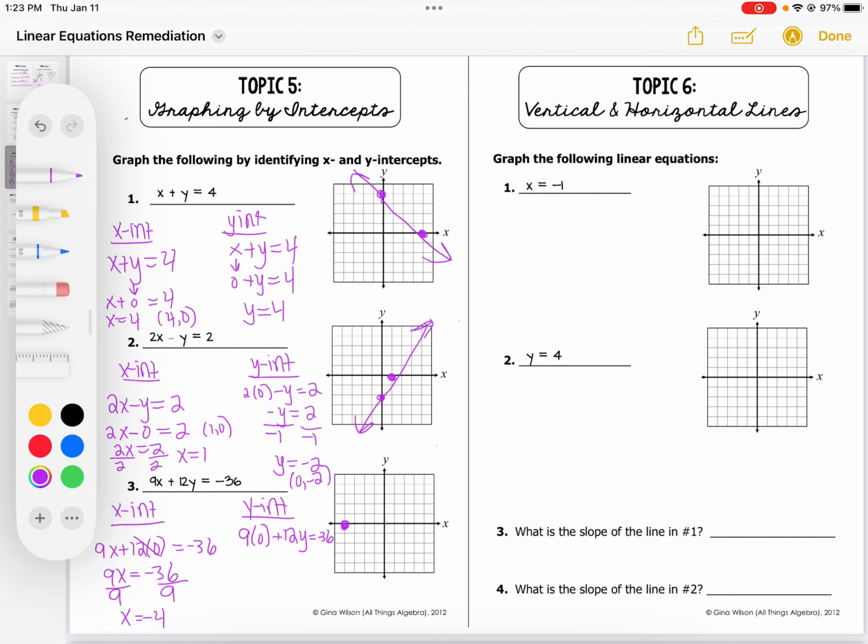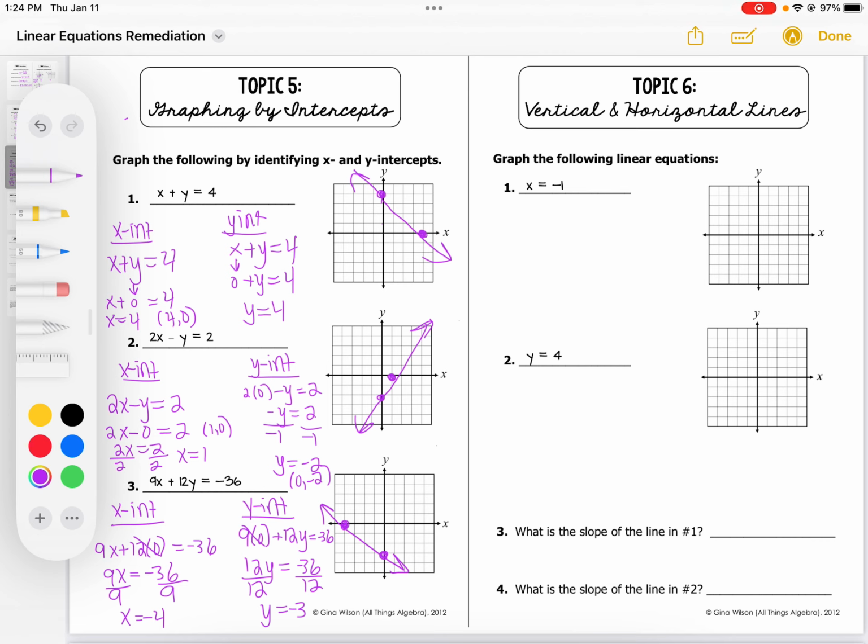And when you're on the y-axis, 0 is your x-coordinate. 9 times 0 is nothing, so you're left with 12y equals negative 36. You divide by 12, and you get y equals negative 3. This has a y-intercept of negative 3. Plot it, connect the points, and then you're done.